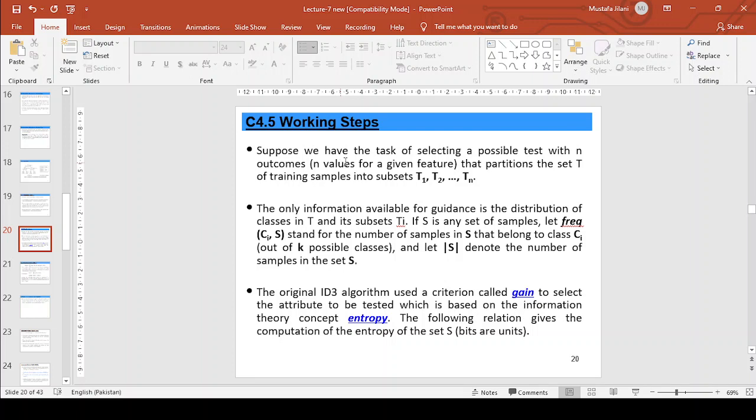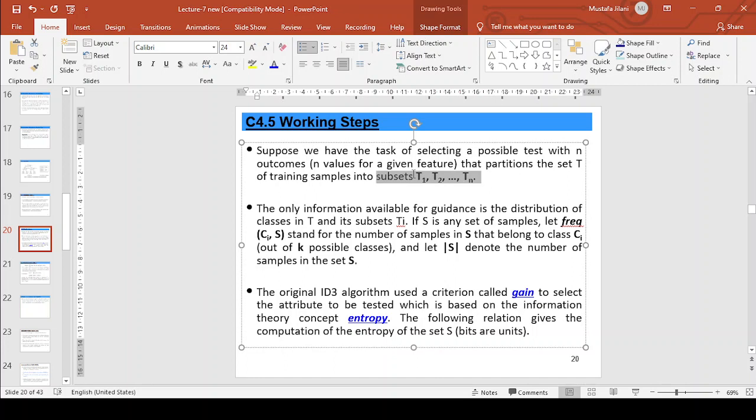Suppose we have the task of selecting a possible test with n outcomes. N outcomes means we have that partition of the set into training samples. Suppose we split the data into T1, T2 up to Tn. The only information available for guidance is the distribution of classes in T and its subsets Ti.